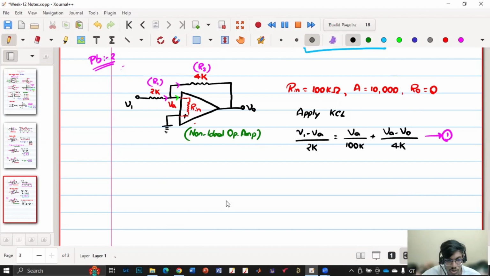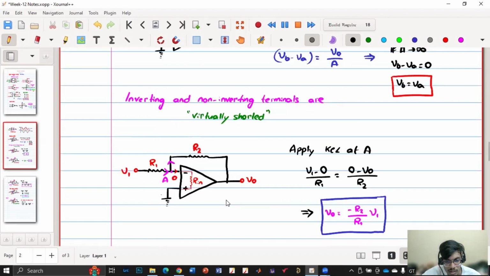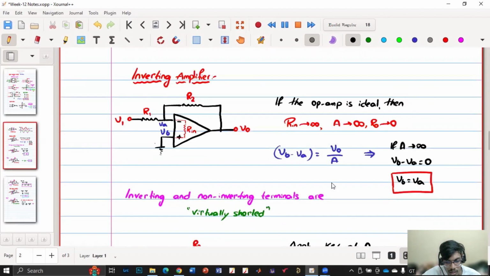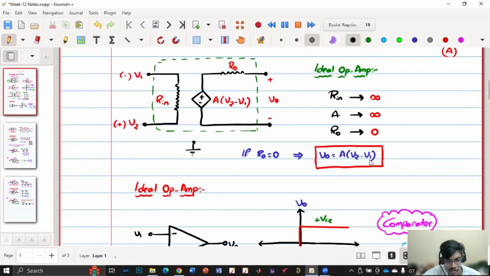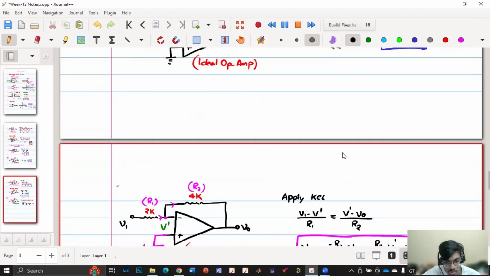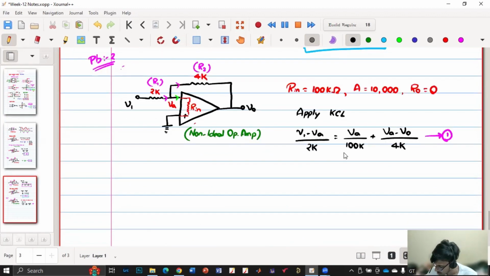And we also know from this graph the equation V naught equal to A into (V2 minus V1), right? So V naught equal to A, which is 10,000 here, into this terminal minus that terminal. So 10,000 into (0 minus VA). So V2 minus V1 is 0 minus VA. So this is the second equation.